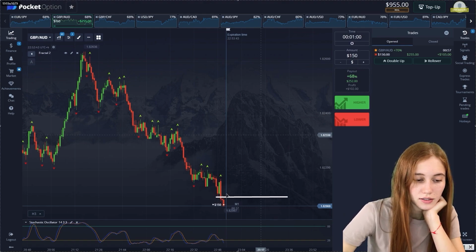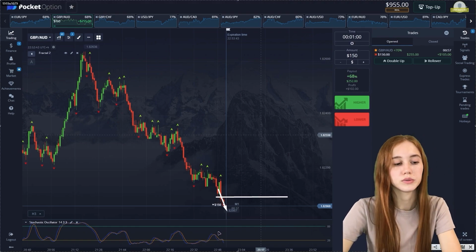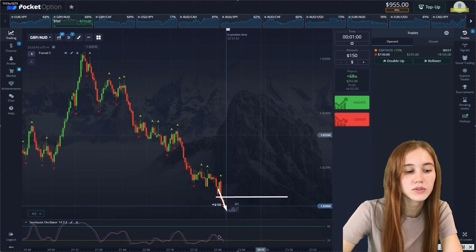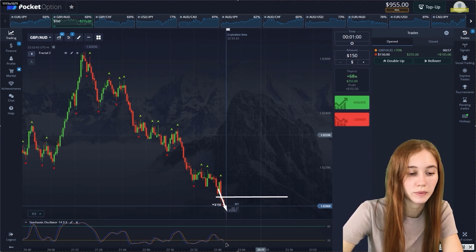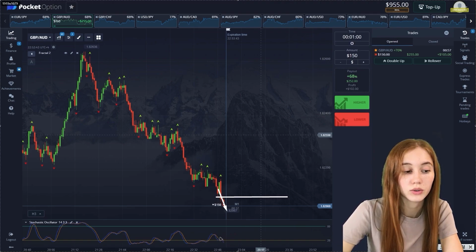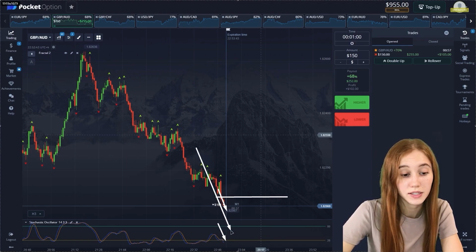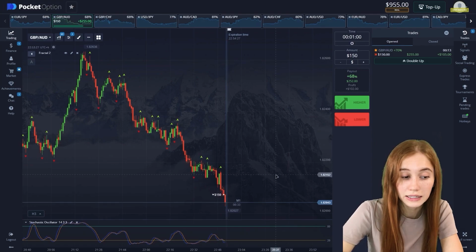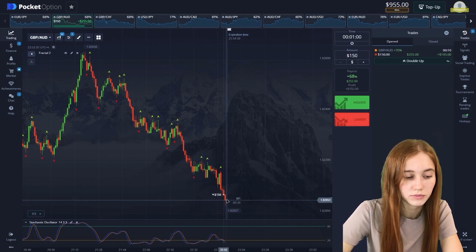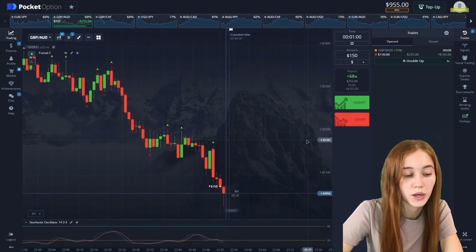Let's look at the stochastic. It shows red prevails over blue. We also started to go below the 20 value zone. That also shows a decline in the trend. Let's see, we see that there's indeed a strong drawdown on the chart.